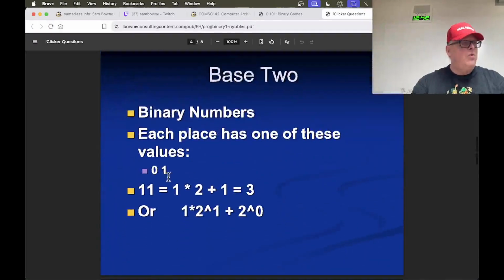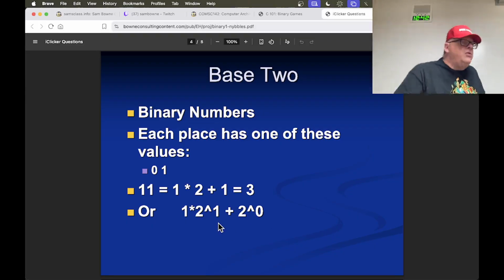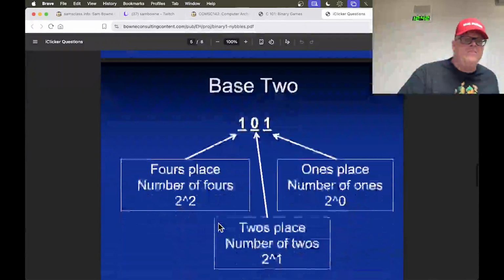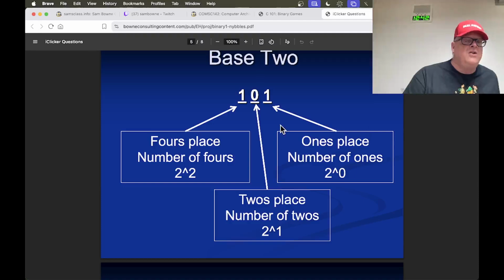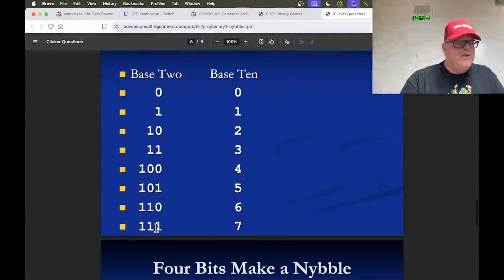But in base 2, you only have 0 and 1. So in base 2, 1 1 means 2 plus 1. That's 3. The 1 is 2 to the 0, and the 2 is 2 to the 1. It follows the same pattern. If you have a 3-digit number in base 2, you have 1s, 2s, and 4s. So this number is 5: 4 plus 1 and no 2s. And this number is 7: 1 plus 2 plus 4.